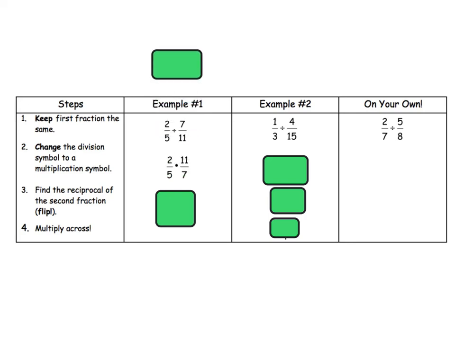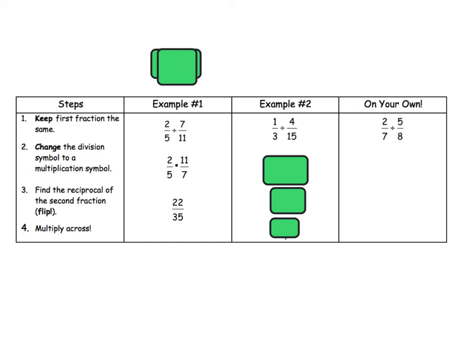So, for example 1, we have 2/5 divided by 7/11, and by following the first 3 steps, we get 2/5 times 11/7. Multiplying across, we get 22 over 35. We can't simplify this anymore, so we're done.